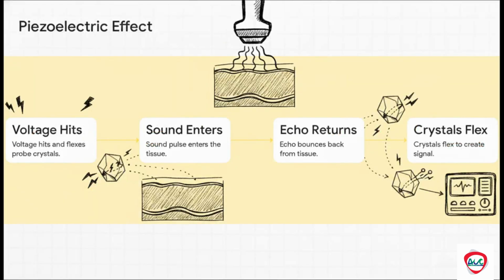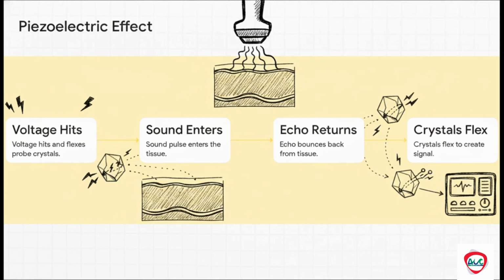But how do we actually make these high-frequency waves? Well, it happens through this fascinating microstory called the piezoelectric effect. Inside your probe, there are these tiny crystals. When the machine zaps them with an electrical voltage, they physically flex and shudder, firing a mechanical sound pulse straight into the patient's tissue. And then, the magic happens.